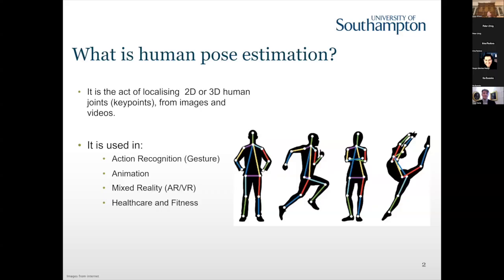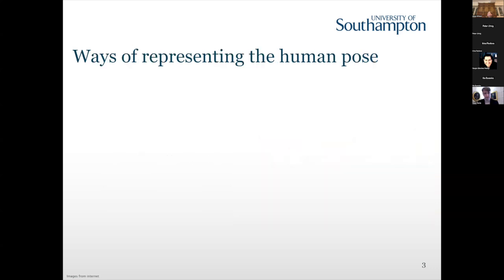Whether they both get arthritis. And one of the things which I'm using human pose estimation for is actually detecting joint movements to then determine whether or not there's rheumatoid arthritis in the joints. So what are the ways that we can actually represent the human pose?